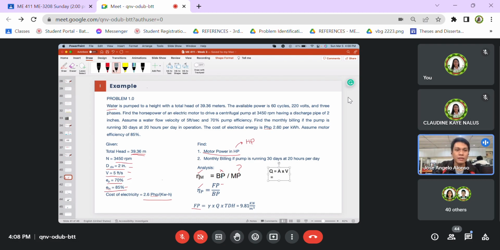So as you can see in the given, yung velocity natin dito will be in feet per second. Yung diameter natin is in inches. So gawin na natin siya standard. Gawin natin siya both in feet. So 2 divided by 12. To make it in feet, 2 inches divided by 12. Then let's get the area.